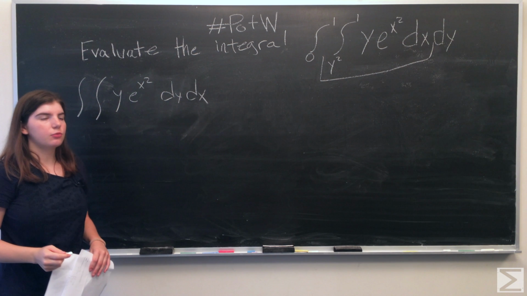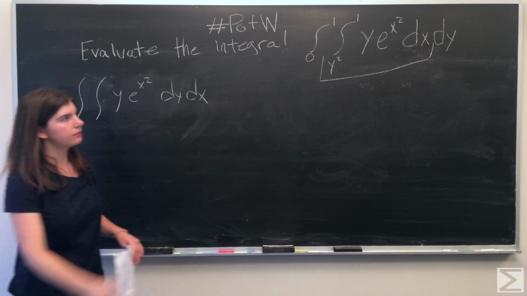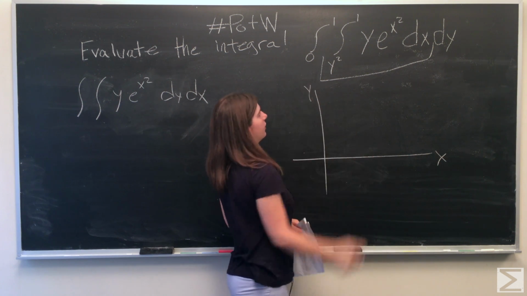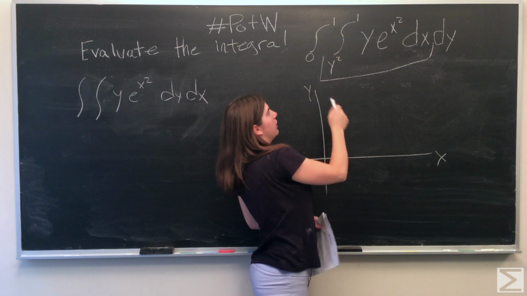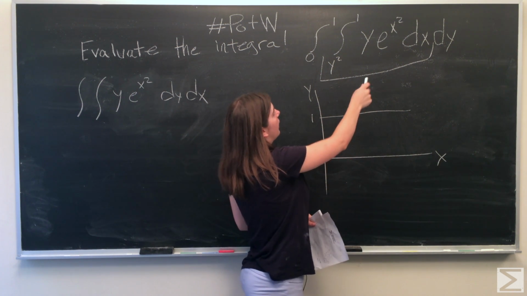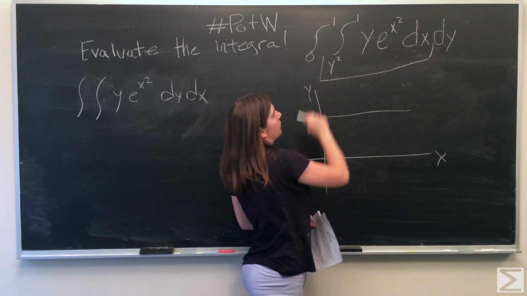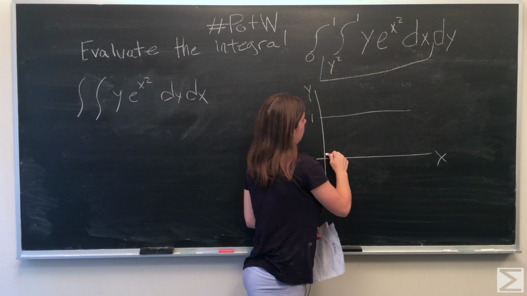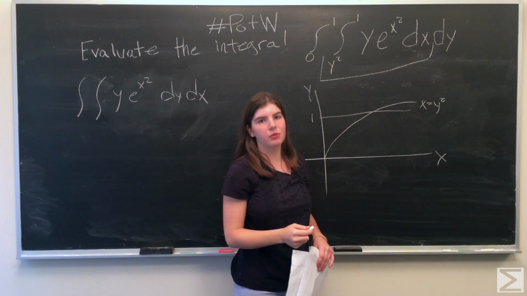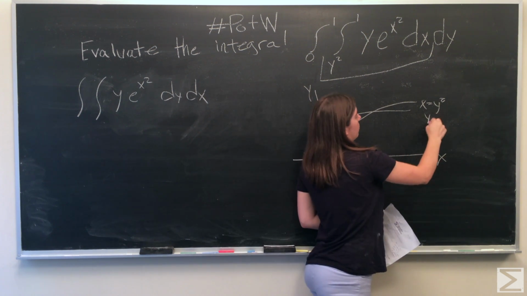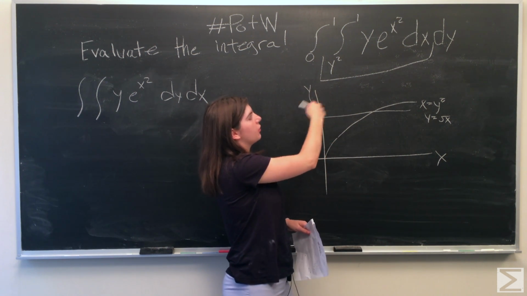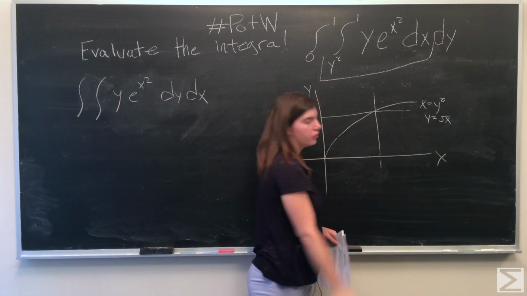Since we're switching the order of integration, we need to change our boundary conditions. So we're going to sketch the region. Our x-axis and y-axis. We have y varies between 0 and 1. Y equals 0 is just the x-axis, and then y equals 1 is a horizontal line. And then we have x varies between x equals y squared and x equals 1. X equals y squared is a curve. And if you take the square root of both sides, this line is the same as y equals the square root of x. And we have x equals 1, which is a vertical line.